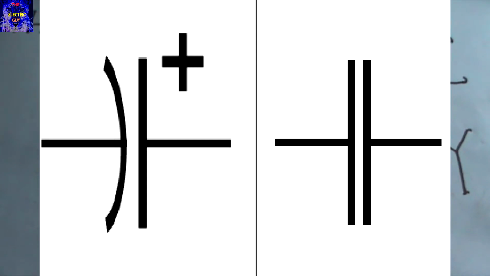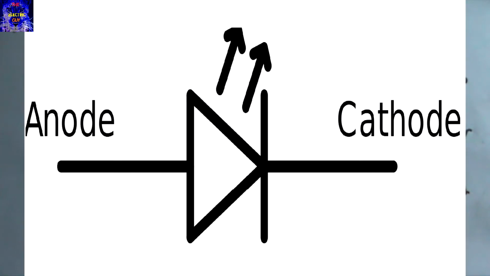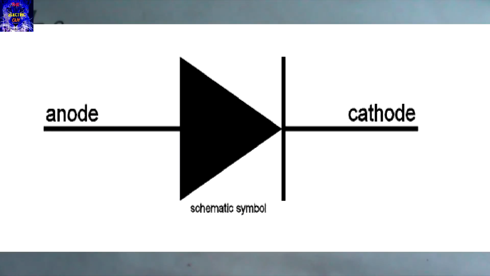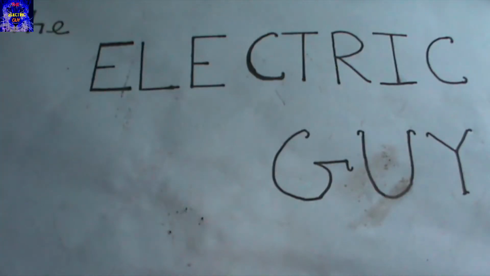Unpolarized capacitors do not have any positive or negative differentiation and are represented by two vertical lines. LED: the point with the vertical line is negative and the one without it is positive. Diode: in this also, the point where the vertical line is present is negative and the one without it is positive.